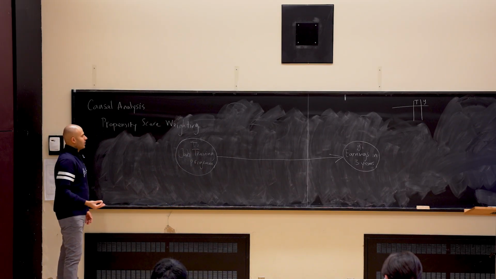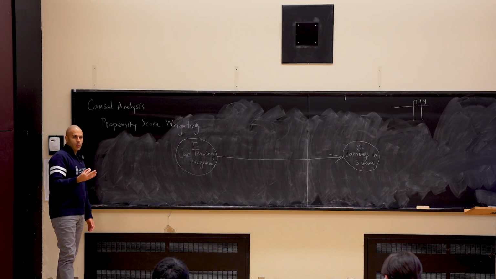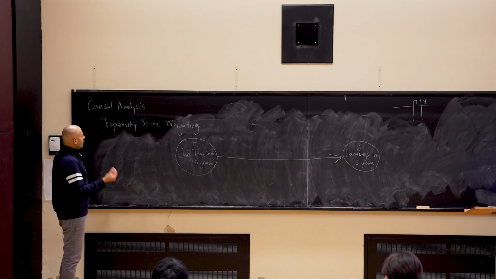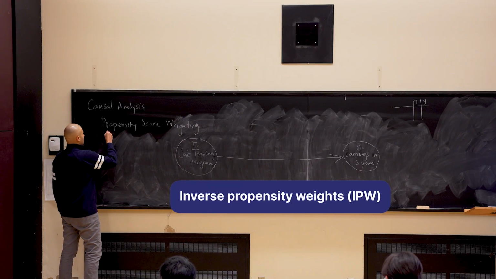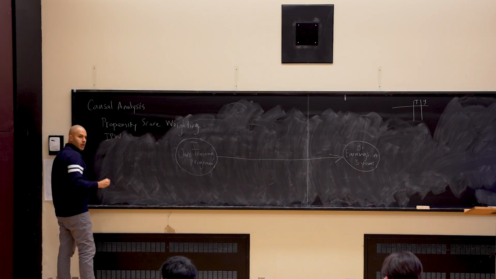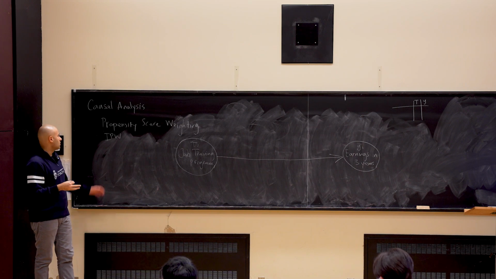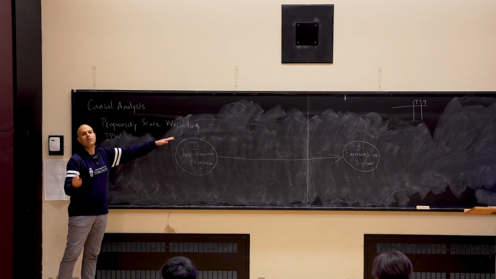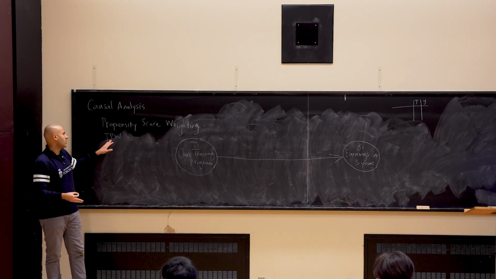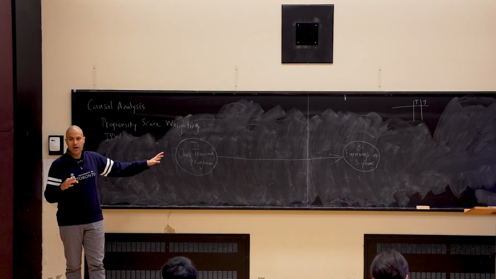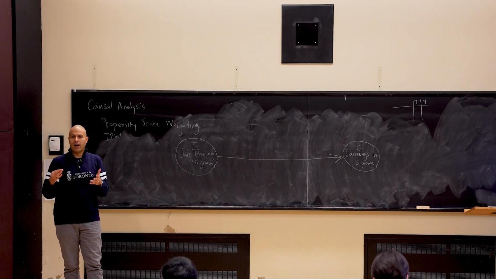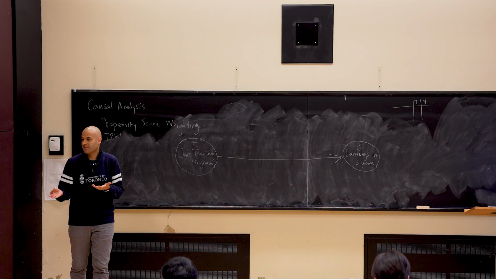So how do we do this? How do we use propensity score weighting? One way of doing propensity score weighting involves using inverse propensity weights, IPW. If you want to do causal analysis using PSW, for which the weights are inverse propensity weights, you can do it by drawing a causal diagram and then following 5 easy steps.